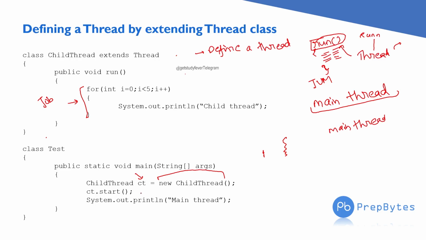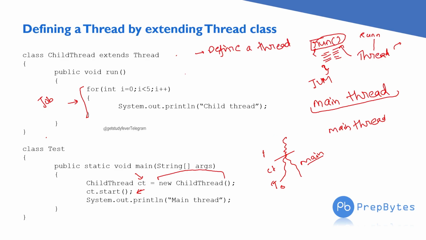Now what will happen? ct.start. Whenever the start method is called, a new thread is created. So a single thread was going on till now, but now a new thread is created. So this is the main thread, and this is a new thread, for example T0. This thread is nothing but ct, the child thread, and this is our main thread. Due to the start method, a new thread is created.